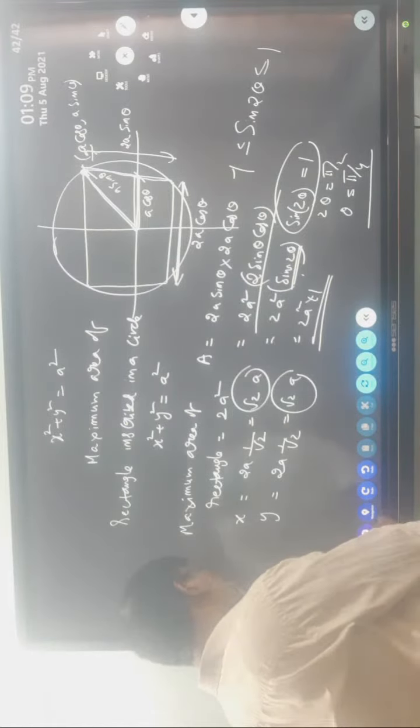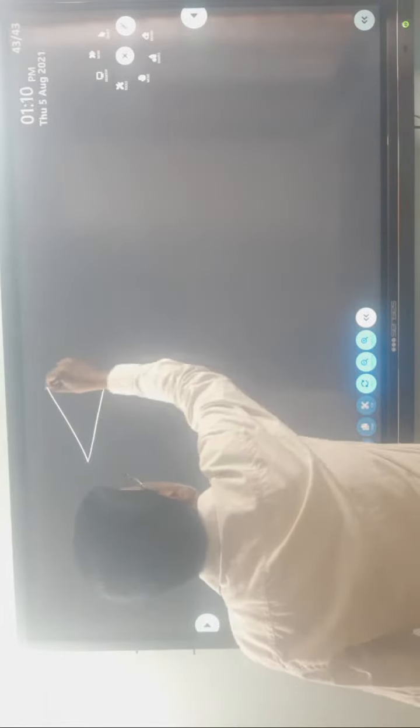Now let me explain one more shortcut formula. Generally in examinations it is asked like this: sector area for a given perimeter. Remember that.